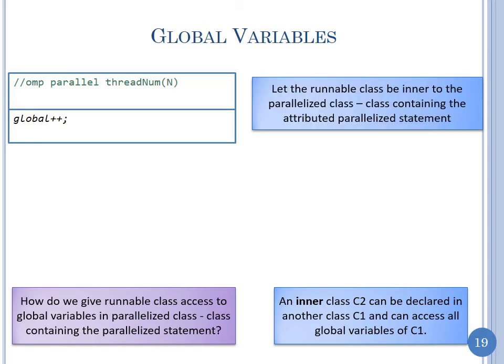So what we did was we had the statement that we want to parallelize inside some class, which we'll call the parallelized class, and then we created another class called the runnable class that wraps the statement. So now we'll make the runnable class be an inner class of the parallelized class. So the runnable class can access all the global variables in the parallelized class. Okay, so that's where we ended last time.